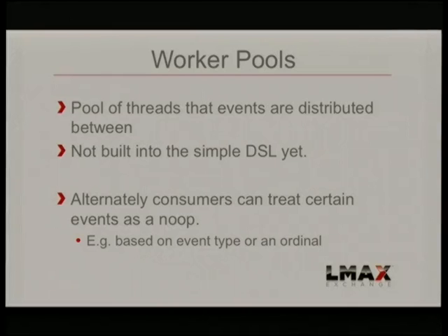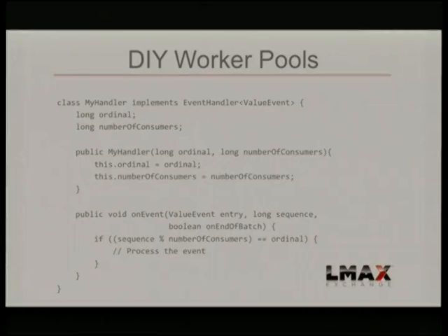But if you do have quite evenly balanced events, so they generally take about the same amount of time as each other, you can do better than the worker pool by doing it yourself. And basically the idea is that instead of having a worker pool, you simply add 3 or 4 consumers, each of which will see every event. But when you create them, you set them up with an ordinal and the number of consumers, and then you check that the sequence number, which you're given, mod the number of consumers equals your ordinal. So in other words, process every 3rd event or every 5th event. And they just work in that round robin.